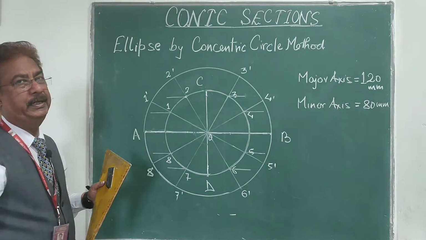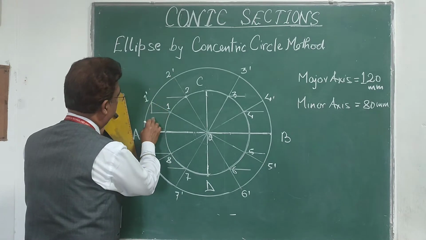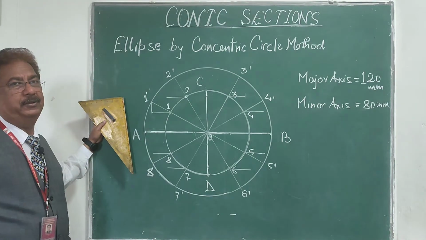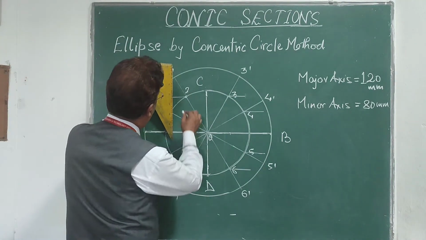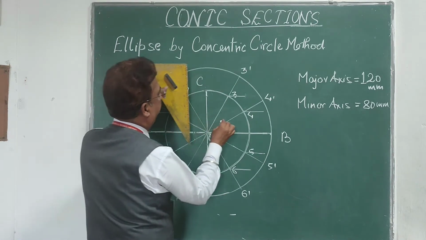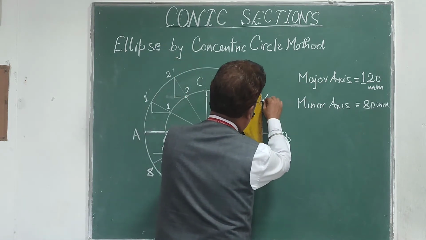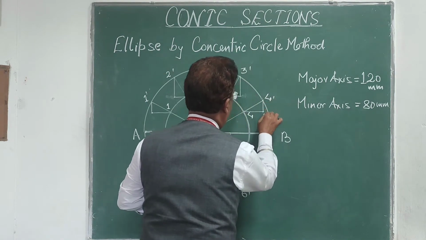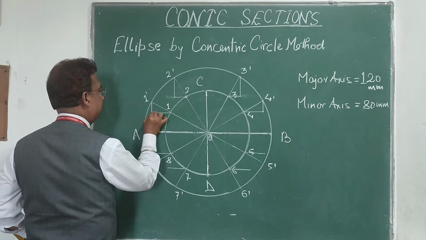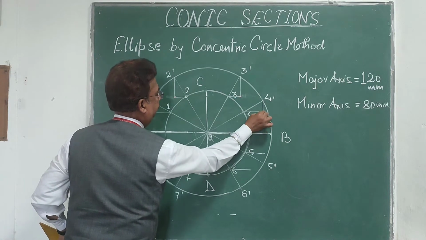3 dash, 4 dash, on the bigger circle, from 1 dash I will draw a perpendicular down where it is going to cut this line, that intersection will be the point on the curve. Same way, from 2 just draw a perpendicular downside, you will get another point. Then from 3 come perpendicular downside, that will be another point on the curve. From 4 come downside. So in this way I got these 4 points which are the points on the curve. This is first, second, third and fourth.